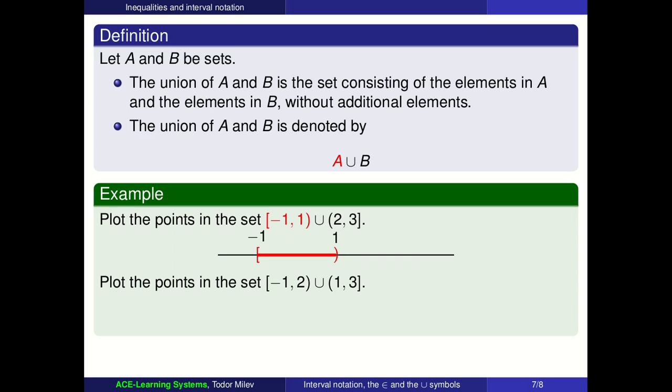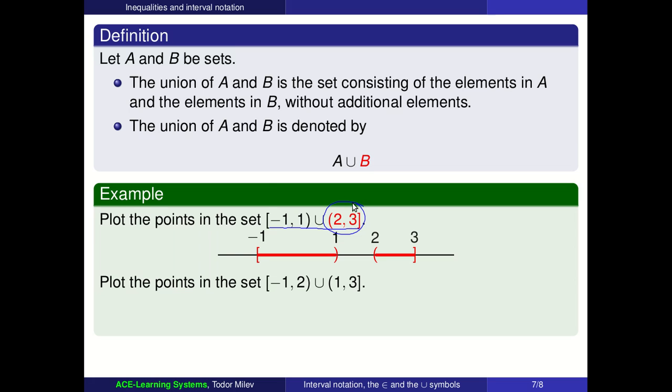So the set consisting of the interval from -1 to 1 is plotted like this. Remember, the point -1 is included and the point 1 is excluded, so I have to use a close parenthesis on one side and an open parenthesis on the other. And now the points in the interval from 2 to 3, I have to exclude the point 2 and include the point 3, so that gives me the set. That's how I depict the set, denoted here.